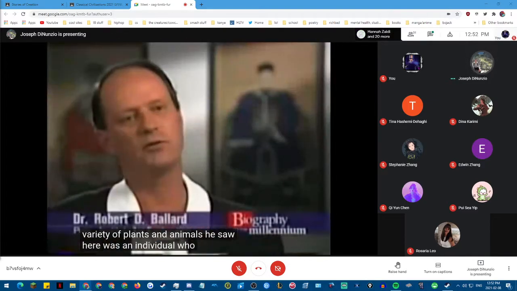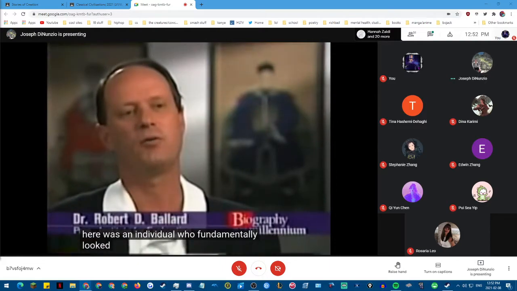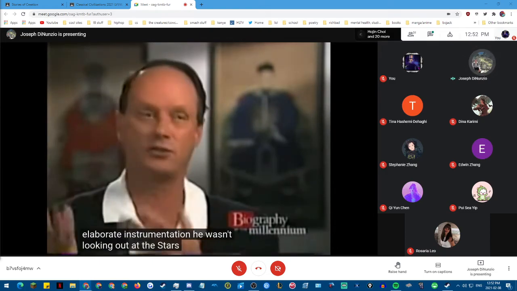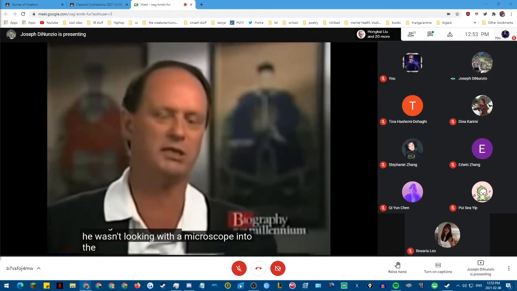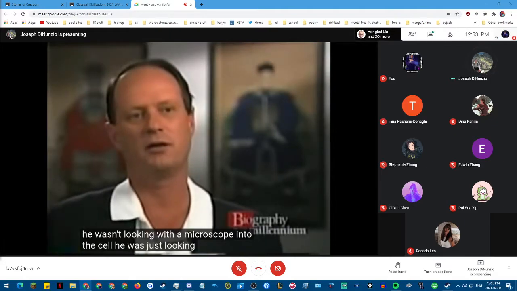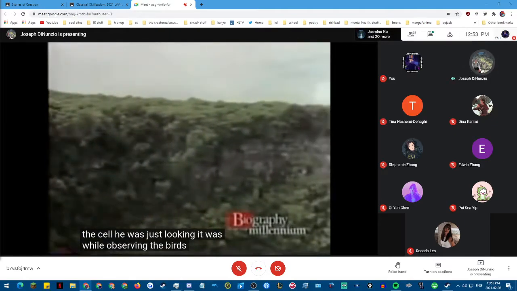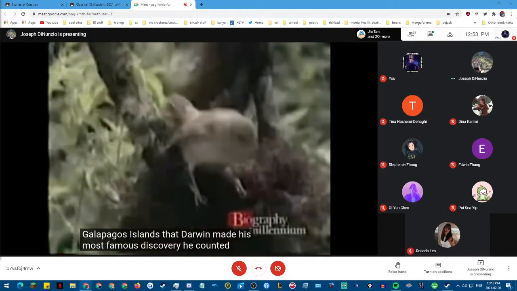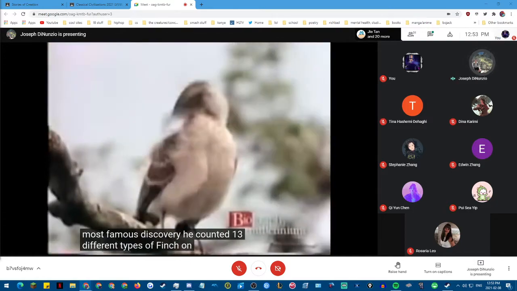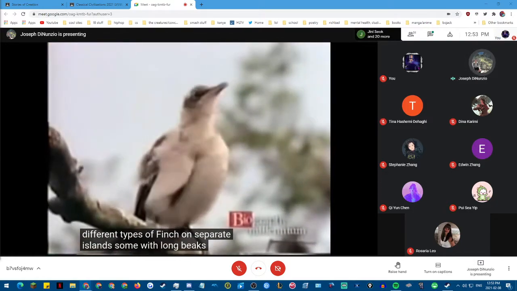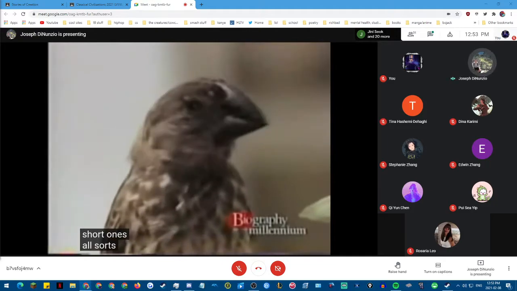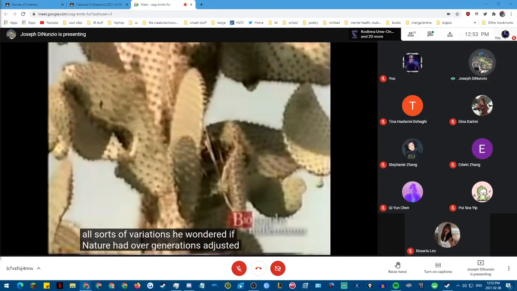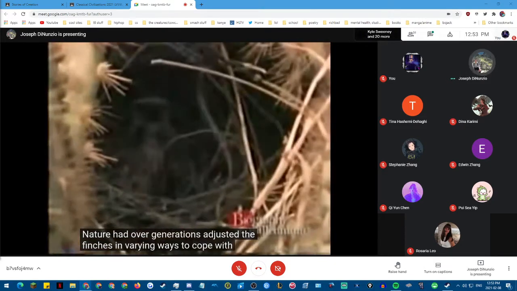Here was an individual who fundamentally looked at the world. He didn't have elaborate instrumentation. He wasn't looking out at the stars. He wasn't looking with a microscope into the cell. He was just looking. It was while observing the birds of the Galapagos Islands that Darwin made his most famous discovery. He counted 13 different types of finch on separate islands, some with long beaks, some with short ones, all sorts of variations. He wondered if nature had, over generations, adjusted the finches in varying ways to cope with their surroundings.